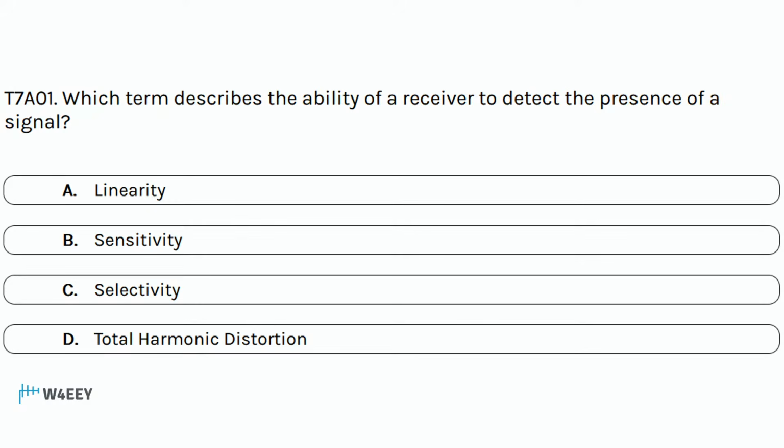And which term describes the ability of a receiver to detect the presence of a signal? Bravo.